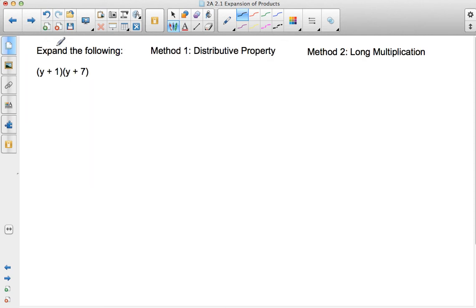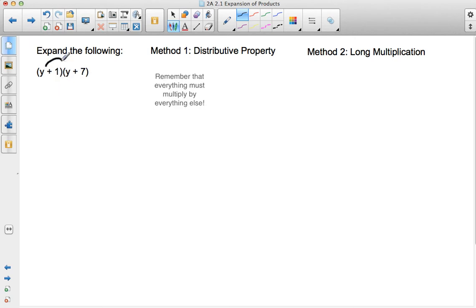Now, you can't always draw pictures to represent a product of two algebraic expressions. But what we can do is use the distributive property to come up with a solution. There's also another method that I'll show you as well. So let's take a look at (y plus 1) times (y plus 7). First thing I'm going to do is go ahead and use the distributive property.